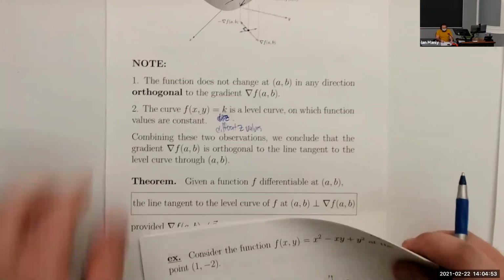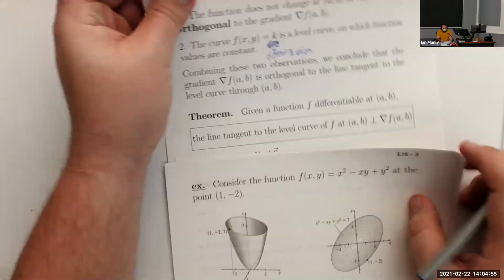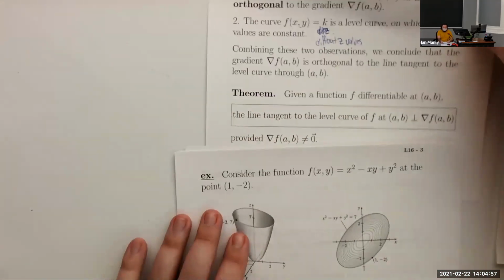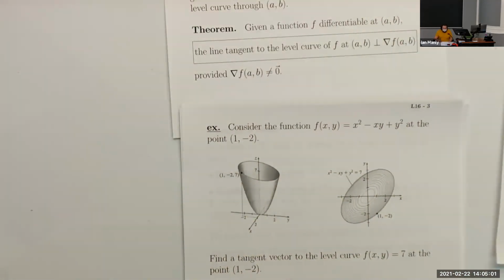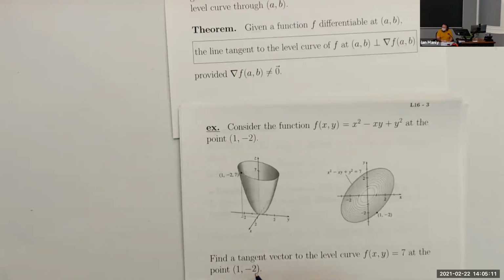All right. So let's go back to that same example that we were looking at earlier. Consider the function f of x, y is x squared minus xy plus y squared. And we're again looking at that point. So what we're going to do is find a tangent vector to this level curve at the point 1, -2.